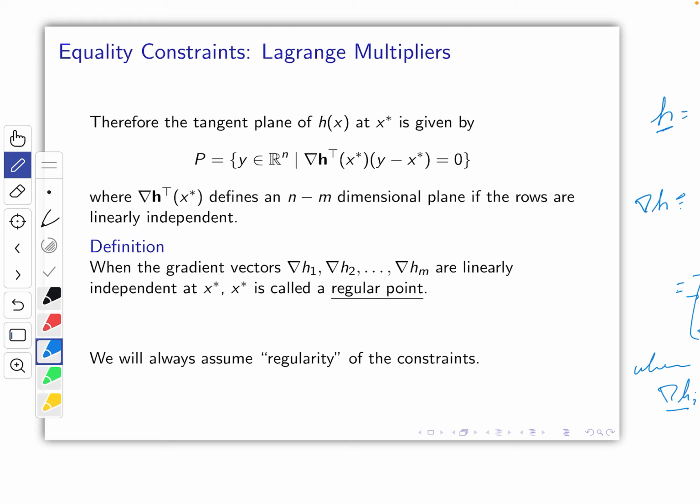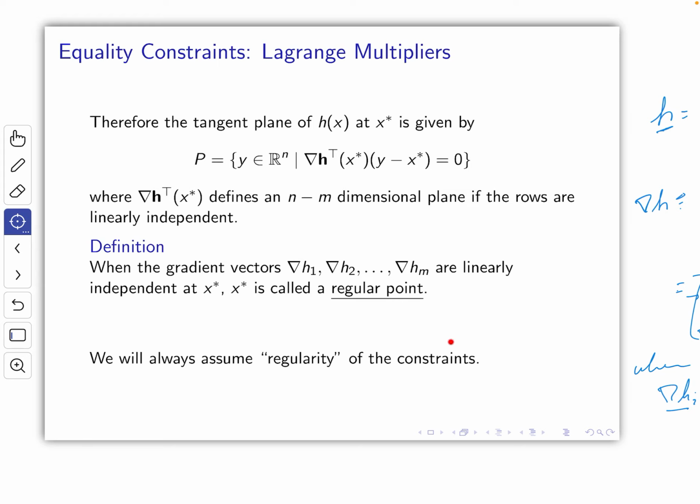Okay, and that brings us back here. Since the rows have a transpose, these gradient vectors are all column vectors. If each of these vectors is independent at x star, meaning when we evaluate them at x star they are linearly independent, we say that x star is a regular point. And then we say h is regular if every point is a regular point.